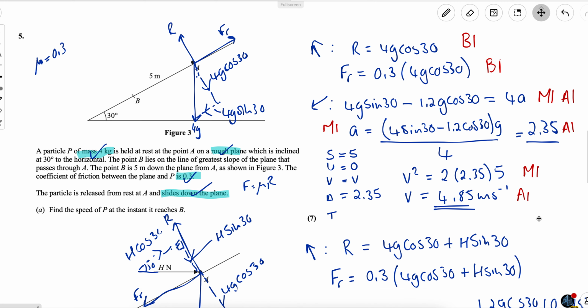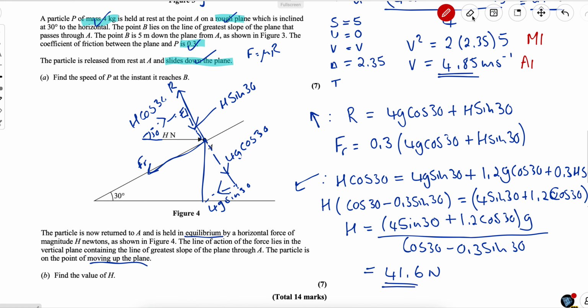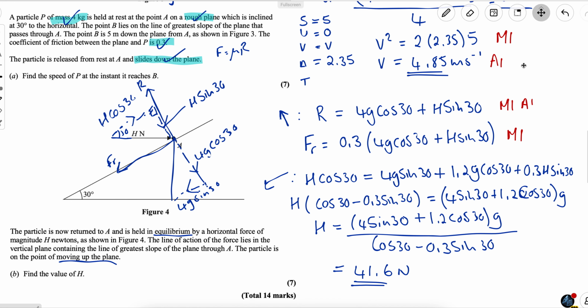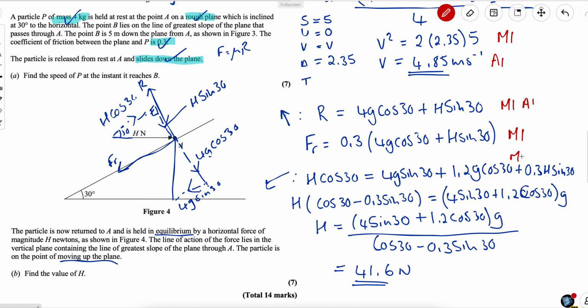For part 2, there's a method mark and an accuracy mark for resolving perpendicular to the slope for the same reasons as before. Sine and cos can be confused, and positives and negatives for the method mark, but the accuracy mark needs everything to be correct. All terms need to be included regardless. And then a method mark for using F equals mu R, even if it's just R there. Then there's a method mark and an accuracy mark again for, I've gone off the screen slightly there, another method mark and an accuracy mark for the same reasons as before, all terms included.